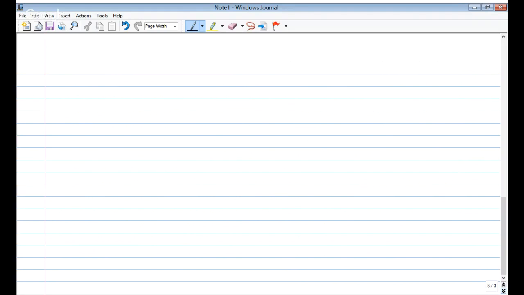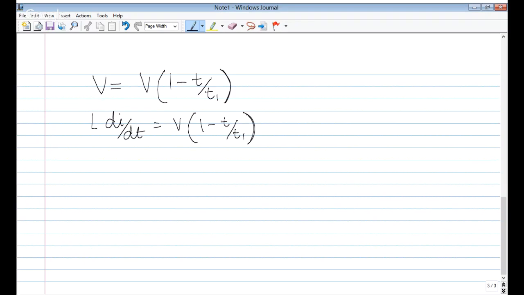First of all, let me write the voltage equation. Voltage equation is V is equal to V1 minus T by T1. Now, once I have this voltage equation, this voltage shall be equal to the inductor voltage, that is L di by dt is V1 minus T by T1. So di is equal to V by L, 1 minus T by T1, dt.